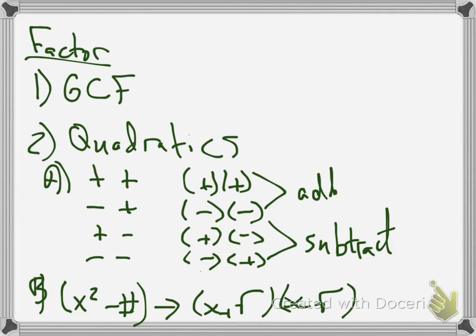Don't forget you want to first try to see if you can factor out the greatest common factor. Then it should hopefully be a quadratic that you can factor: plus plus is plus plus, minus minus or minus plus is minus minus, plus minus is plus minus, minus minus is minus plus. Remember, the top ones we add, the bottom ones we subtract. If you have x squared minus a number, don't forget that's x plus the square root, x minus the square root. So let's look at an example.